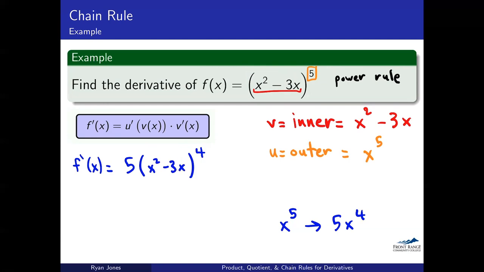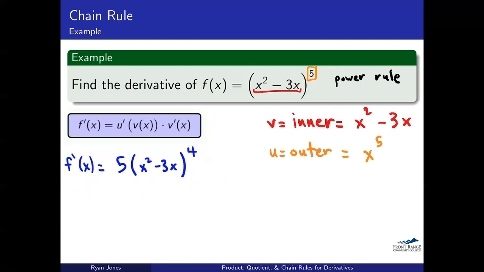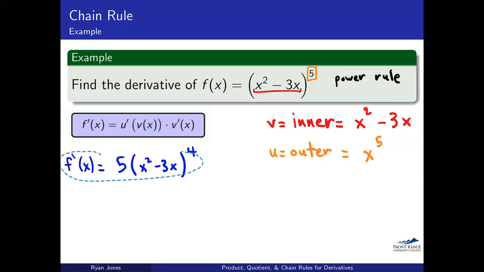And so at this point now I need to do the second part of the chain rule, and that's to multiply by v prime. Well, when I see v here, I can calculate what my v prime actually is.